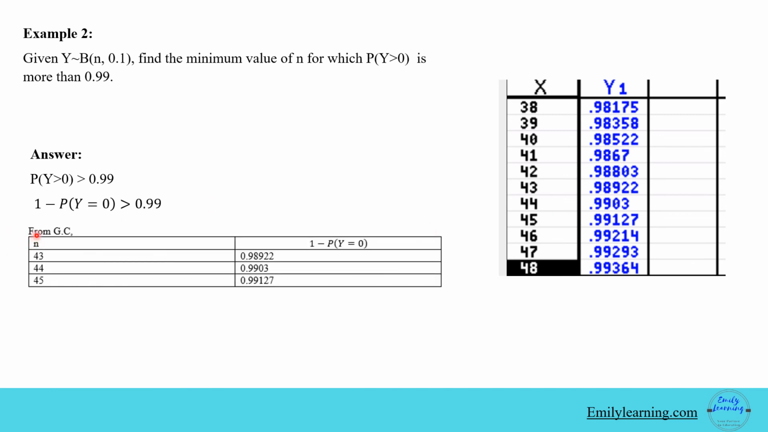So write from GC, write n. So your answer is 44. So you copy 1 before it, which is lesser than 0.99. Then copy 44, which is our answer, and copy 1 after it, which is 45. Then conclude, hence minimum value of n equals to 44.